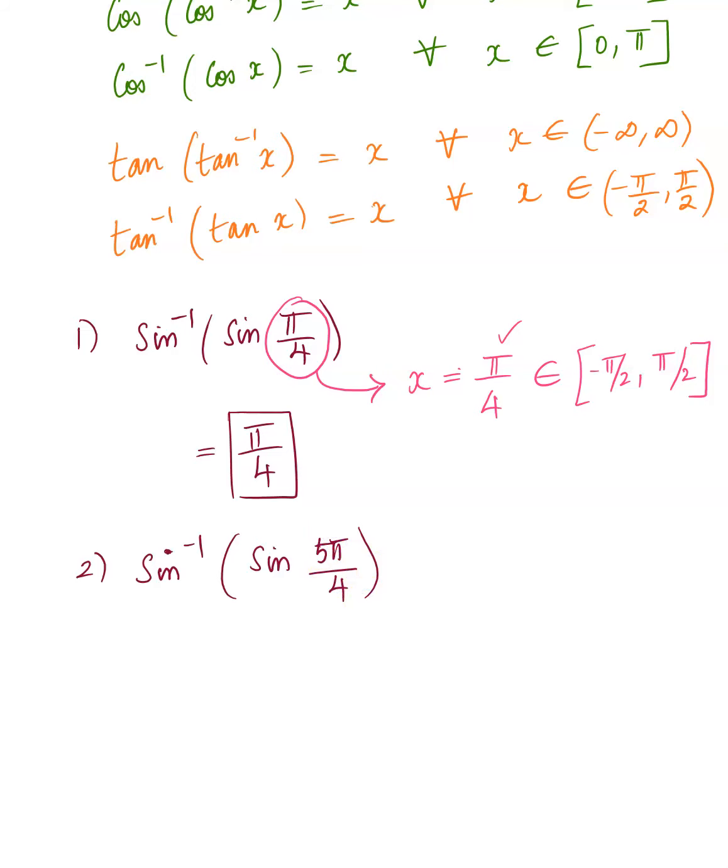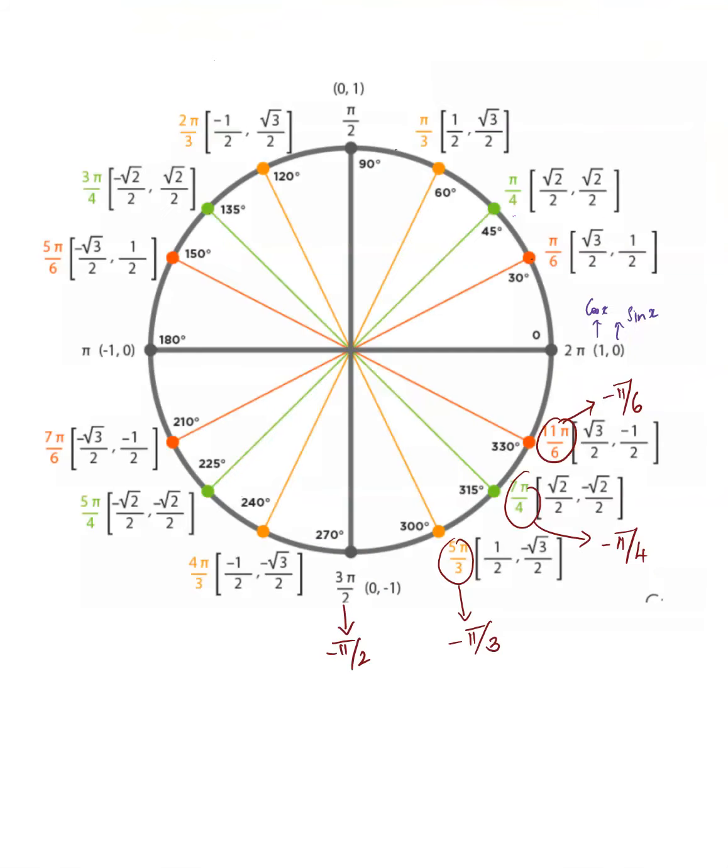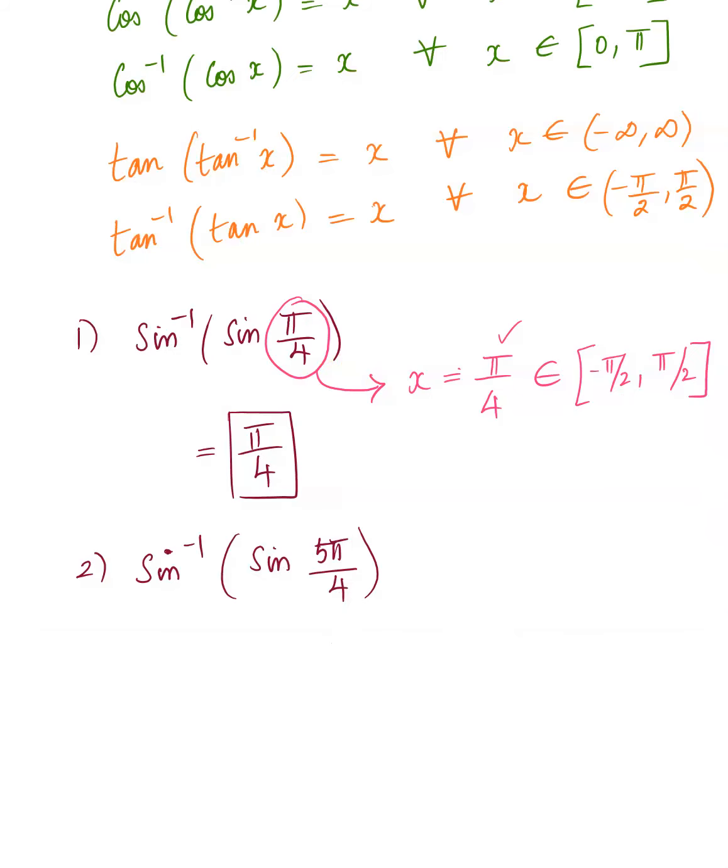Notice how 5 pi over 4 is in the third quadrant, but you can only choose negative angles from the fourth quadrant and positive angles from the first quadrant. 5 pi over 4 is in the third quadrant, which is outside the domain. So you know that x equals 5 pi over 4 is not in the interval negative pi over 2 to pi over 2.